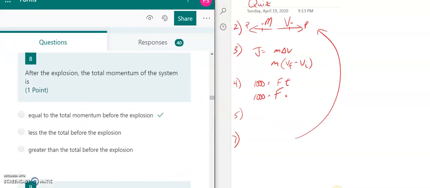Number 8, after the explosion, the total momentum of the system has to be equal to the total momentum before. We've always mentioned that momentum is conserved.